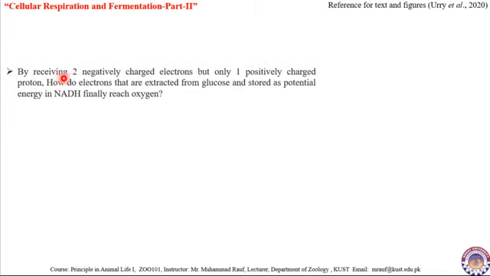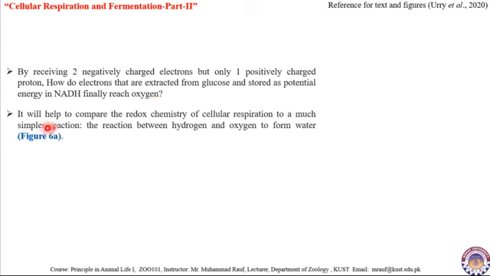Now, by receiving two negatively charged electrons but only one charged proton, how do electrons that are extracted from glucose and stored as potential energy in NADH finally reach oxygen? It will help to compare the redox chemistry of cellular respiration to a much simpler reaction, the reaction between hydrogen and oxygen to form water.